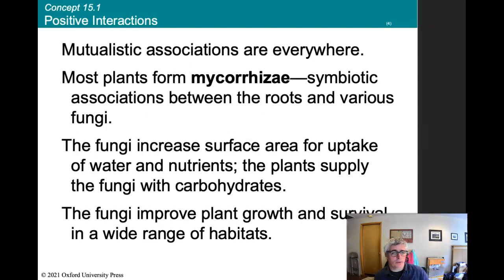And mutualistic associations are everywhere. Plants form mycorrhizae, and mycorrhizae are extremely widespread. There are symbiotic associations between the roots and various fungi. The fungi increase the surface area and uptake of water and nutrients, and the plants supply the fungi with carbohydrates. The fungi improve plant growth and survival in a wide range of habitats.